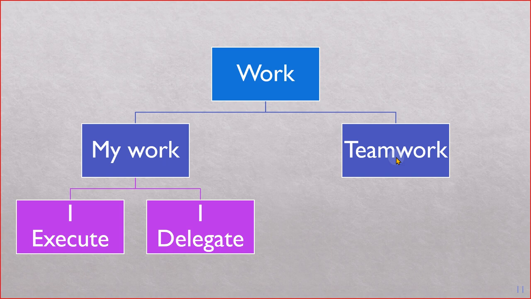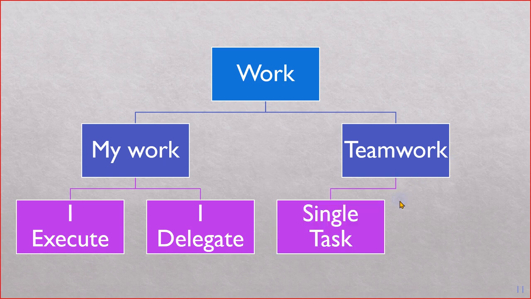And then teamwork. Again, teamwork, a lot of jargon and a lot of hype nowadays. But what exactly is teamwork? Broadly, two types. Simple teamwork, which is one task which I am doing, but I can't execute it alone. I need some help, some inputs from others. That's why it is different from delegation. In delegation, other than delegating and monitoring, I don't do any actual effort. Whereas here, it is one task. I have to do it, but I can't do it alone. I need others' help. That's single task, simple teamwork.